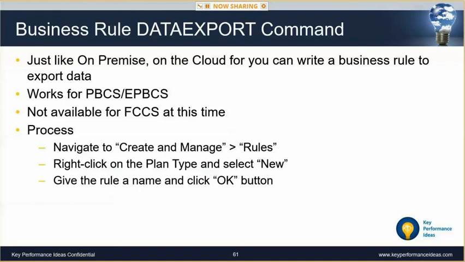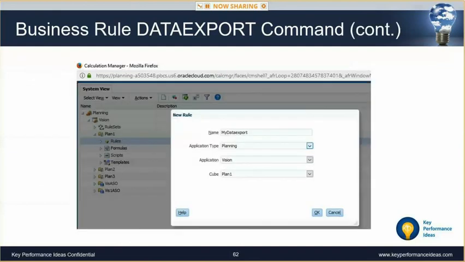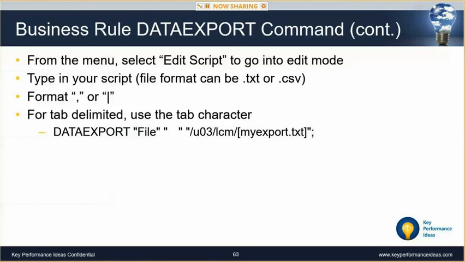So the process to do this is to navigate to create and manage rules. We would right-click on the plan type and then select New to create a new rule. We give the rule a name, and then we click the OK button. So that gets us to this screen here. From the menu, we would select Edit Script to go into the edit mode, you can type in your script, and you can use either an export file as text or CSV. And for the delimiter, you can use comma or pipe.